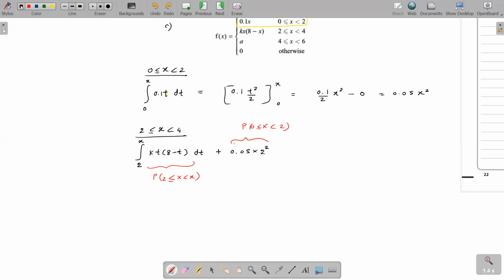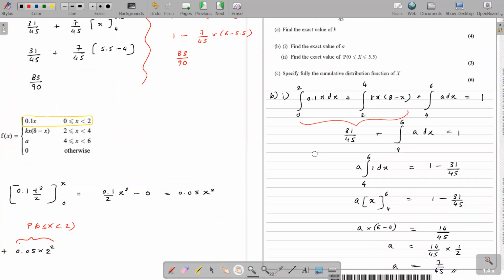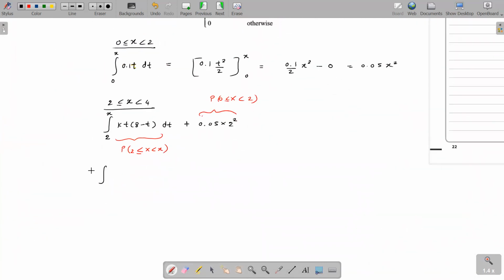All right, so let's get the answer. I think the k value was found, right? We found the k value in part A. K was 1 over 60. So let's take the k out. K is a constant, 1 over 60, I take it out. So this is going to be 8t minus t square, right, from 2 to x. This part I don't need to, it's already an area. So 2 square is 4. So I get 1 over 60. Let's integrate: 8t square divided by 2, that gives me 4t square minus t cube over 3, from 2 to x.